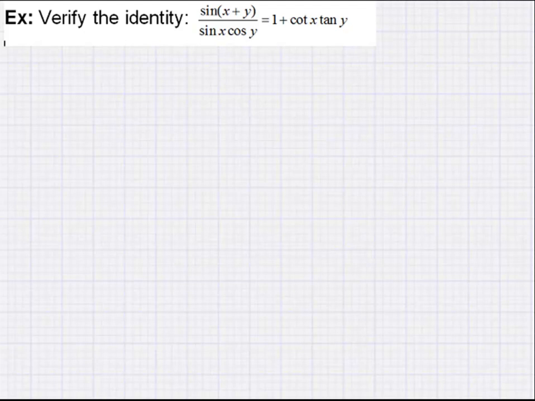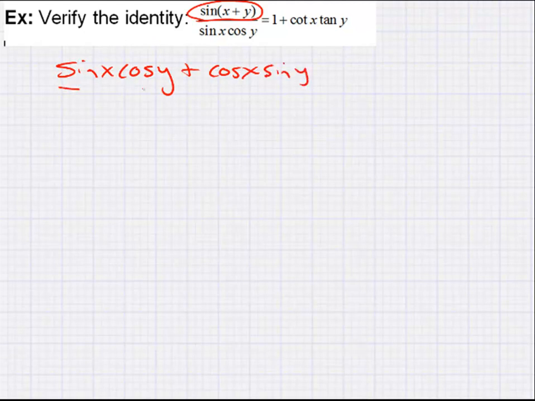Verify this identity. Again, it should be fairly clear how to start these off with some of these, because this right here should kind of give it away. What should you try first? I should try looking at that and using the identity for that, which is a sum identity for sine. So that'd be sine of x cosine of y plus cosine of x sine of y. That whole thing is over sine x cosine y. At least I know I could do that, and then I'd see about, okay, what could I do from there?